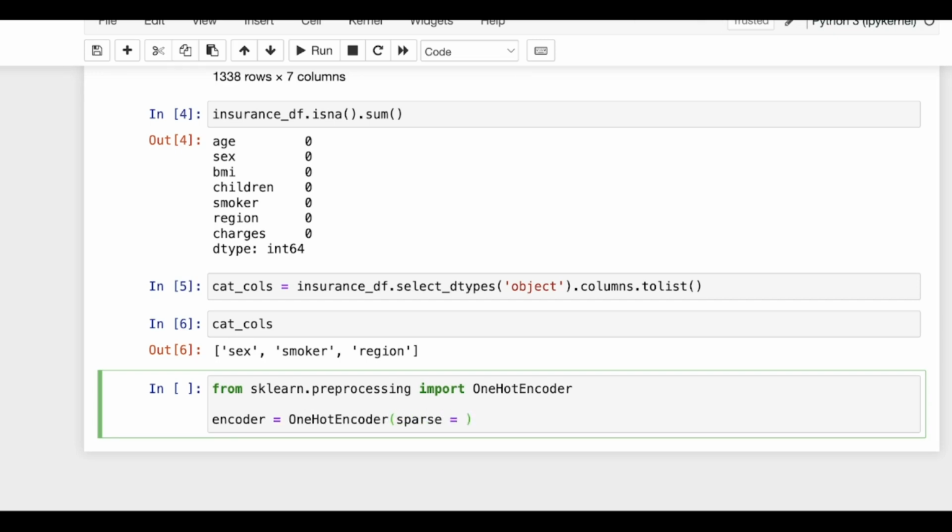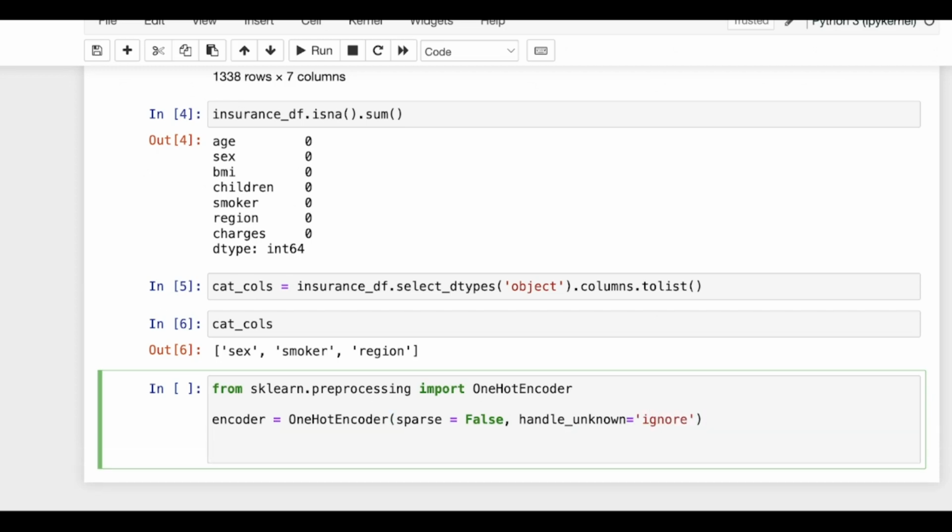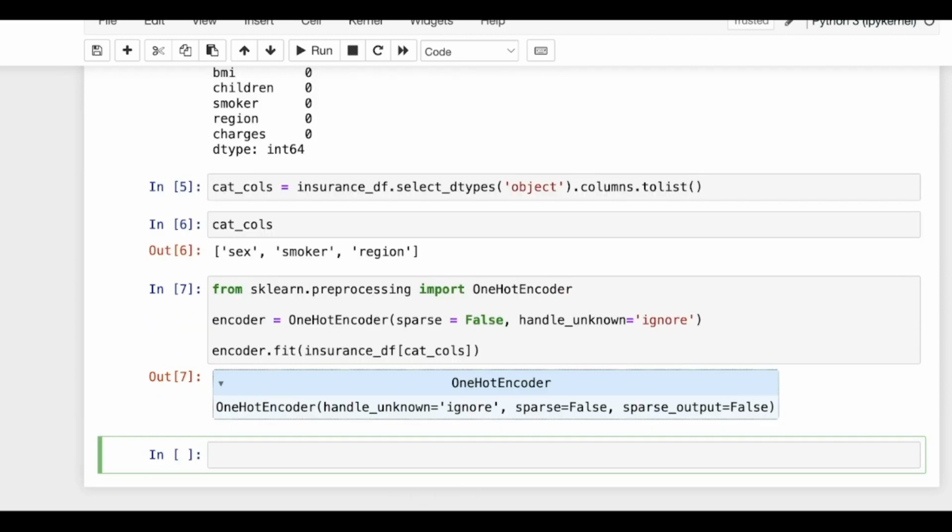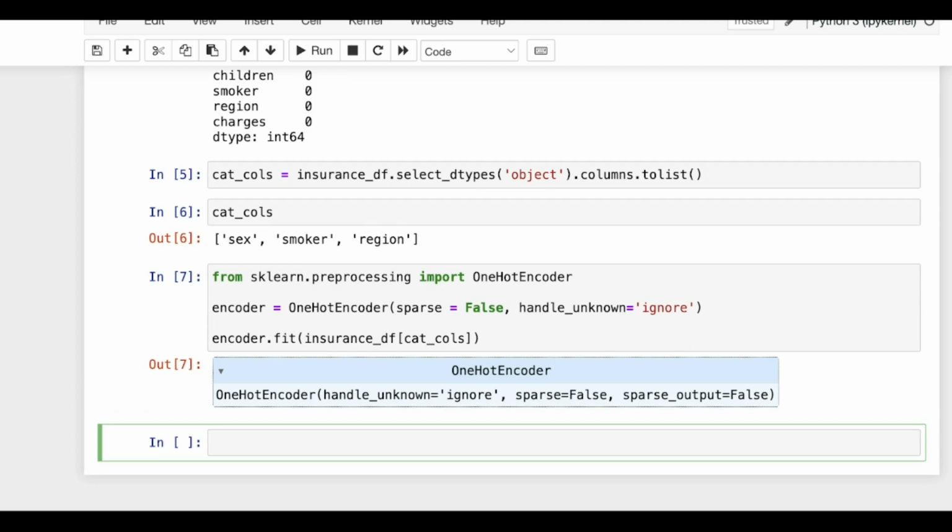Sparse is false, and we'll ignore the unknown values. So handle unknown, ignore. Now we will fit these categorical features into this encoder. Encoder.fit the categorical features of this insurance data frame. So now we have successfully fitted.